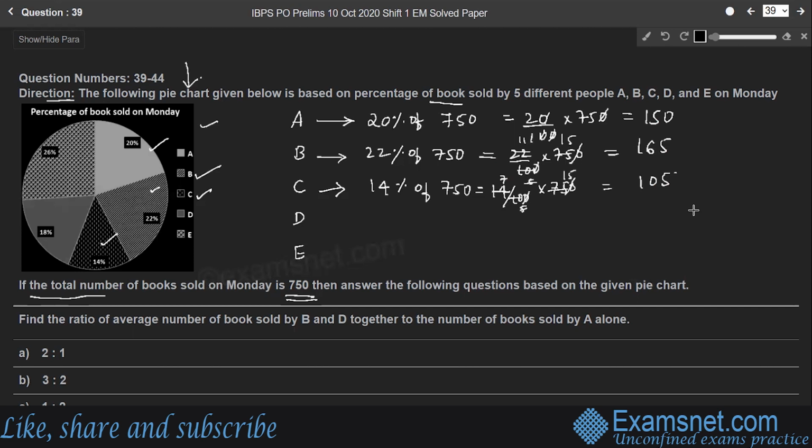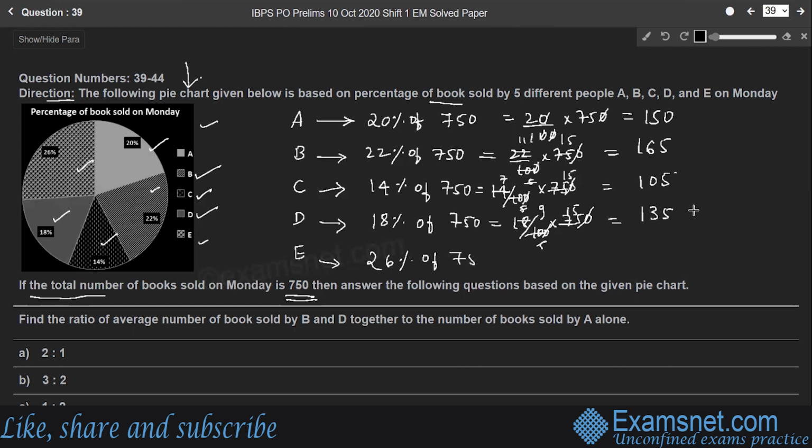105 books sold by person C, whereas number of books sold by D, the gray shaded part, is 18% of 750. So 18 by 100 into 750. So 2 into 5, 2 into 9, and 5 into 15. So 135 books sold by D, whereas number of books sold by E is 26%.